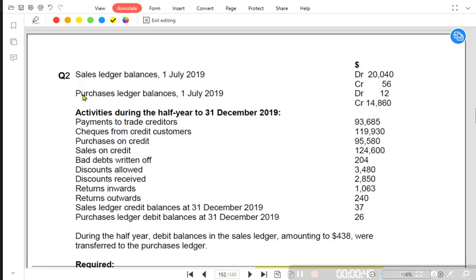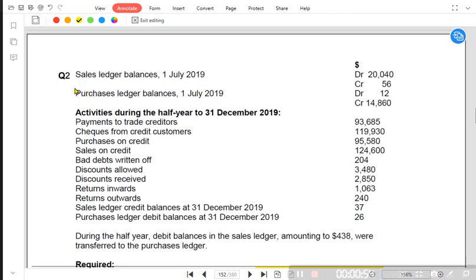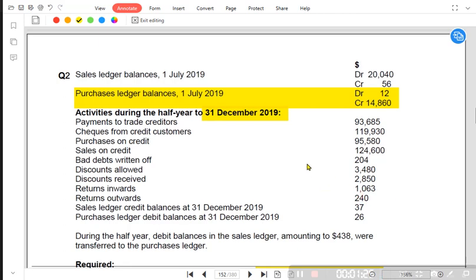First of all, beta, we have opening balances, as we can see in here. We have two opening balances here. For purchase ledger, beta, we have one debit balance and one credit balance, and both of these belong to 1st July. 1st is always the opening, and beta, 31st is always closing. So if it's 1st July, it's the opening balance. There are two opening balances, one is debit and one is credit. So beta, debit balance brought down goes on the debit side, and credit balance brought down goes on the credit side. So beta, opening balances go on the same side as they are written.